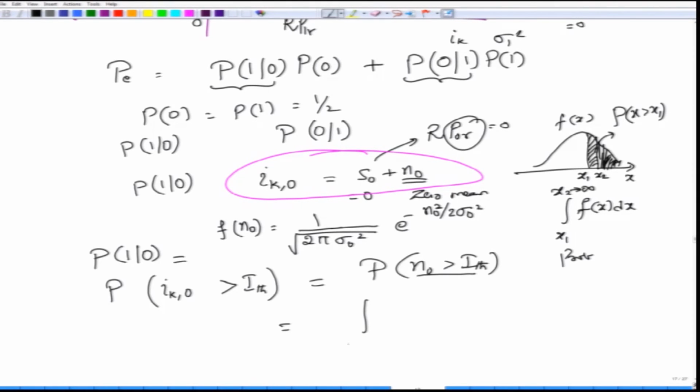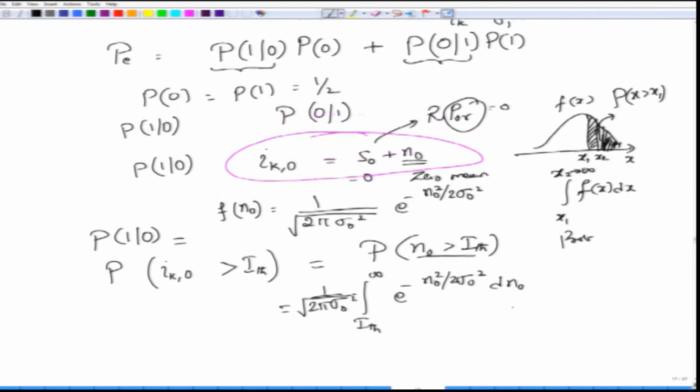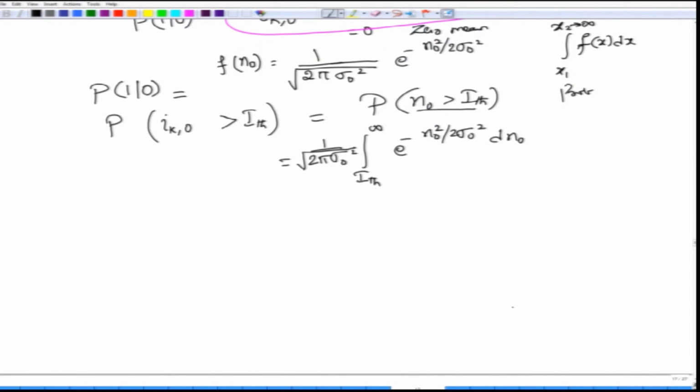So, this is actually given by the integral from I_TH to infinity, that is, the noise current being greater than the threshold current, of 1 by root of 2 pi sigma 0 square, which I forgot to put in over here, and then you have e to the power minus n0 square by 2 sigma 0 square dn0. N0 of course you recognize is just a dummy variable. I could have written x here and nothing would have actually changed.